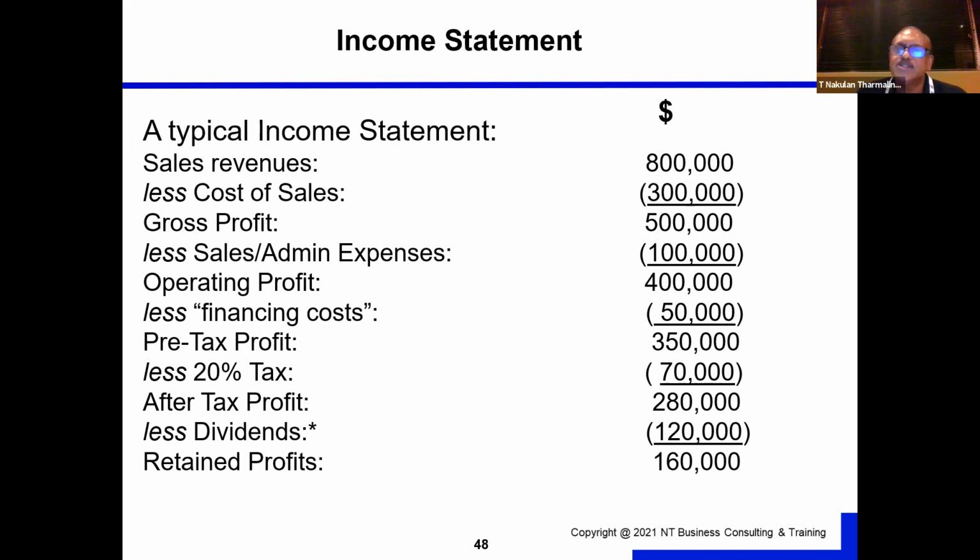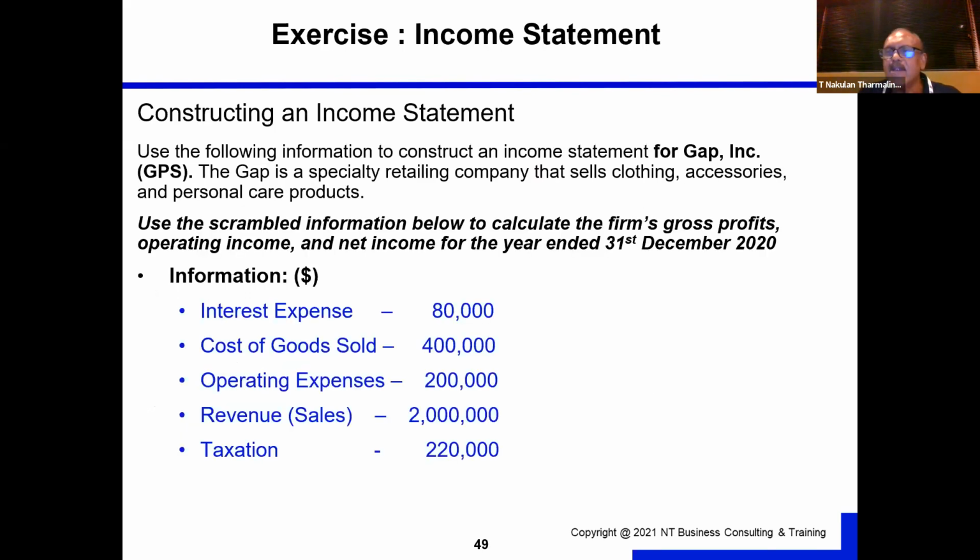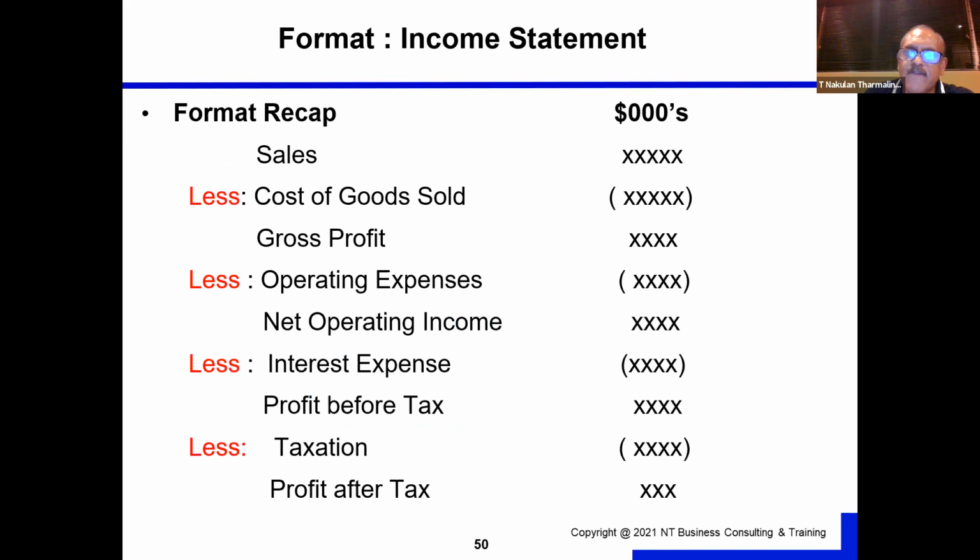Okay, so now you have this format. You guys have seen this. So what I want you to do quickly in 5 minutes, you should be able to do it. Have a paper and a pencil available beside you and a calculator. I have scrambled all this information up. This is some information of a particular company for the year ended 31st December 2020. They have an interest expense of 80,000, cost of goods sold of 400,000, operating expenses of 200,000, revenue of 2 million, tax of 220,000. What I want you to do is put all this scrambled information into this format.